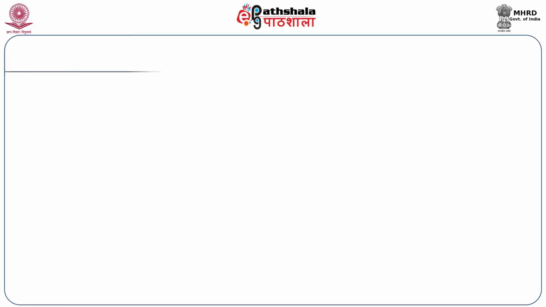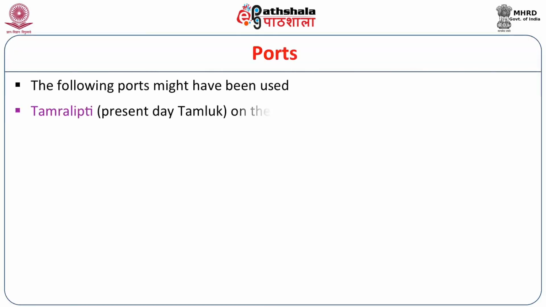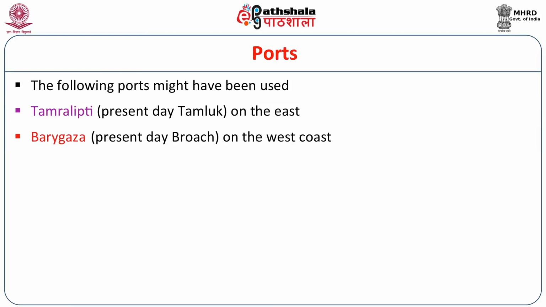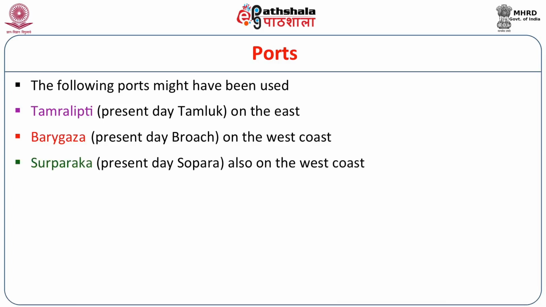In connection with trade and commerce, we get certain more information, that is ports. As I told you on another occasion, a port is a gateway to overseas trade. Here also we get three major ports. Tamralipti on the east coast. Second, Varugaza, modern Broach on the west coast. Third, Surparako, present day Sopara, again on the west coast. These ports were used during this time through which merchandise was shipped.